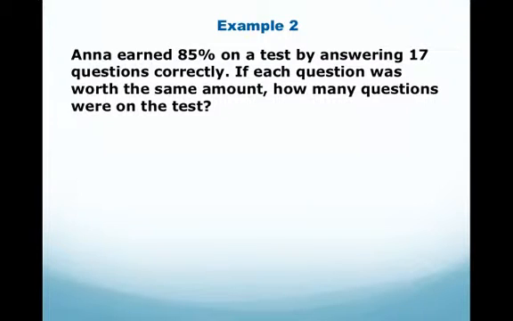Example 2. Anna earns 85% on a test by answering 17 questions correctly. If each question was worth the same amount, how many questions were on the test? So we set up the proportion, 85 over 100, because percent means out of 100. And she scored 17 correct on the test, and n is going to be the total number of questions on the test, which is what we're trying to solve for. So the proportion should be 85 over 100 equals 17 over n. And remember, n is the total number of questions on the test.